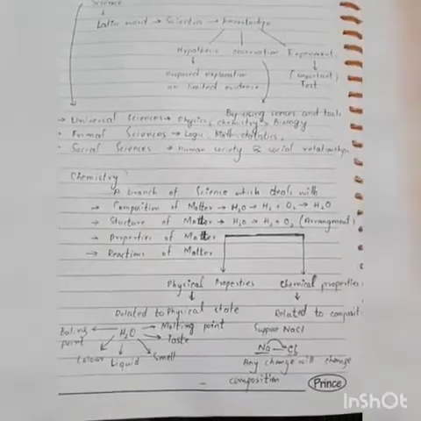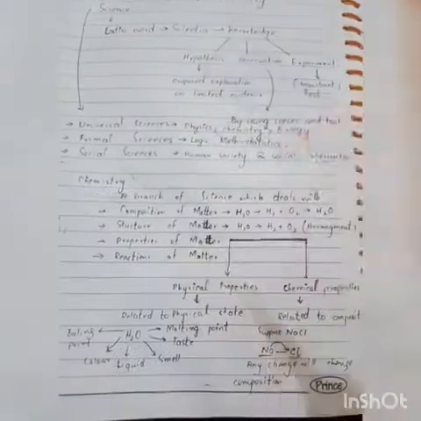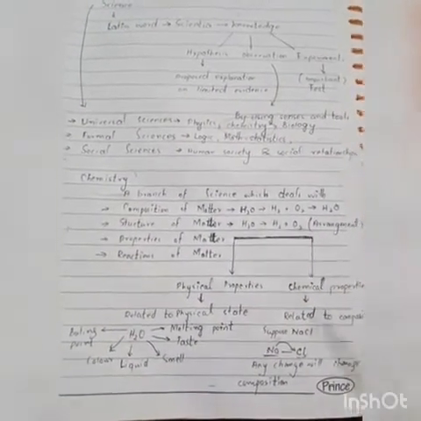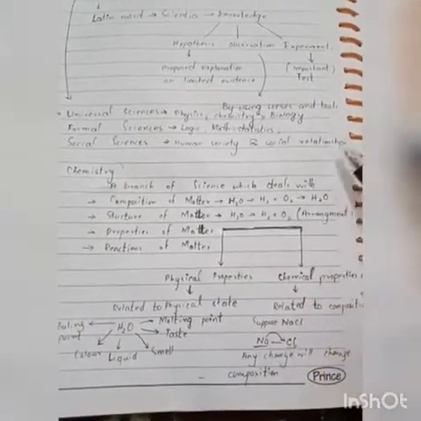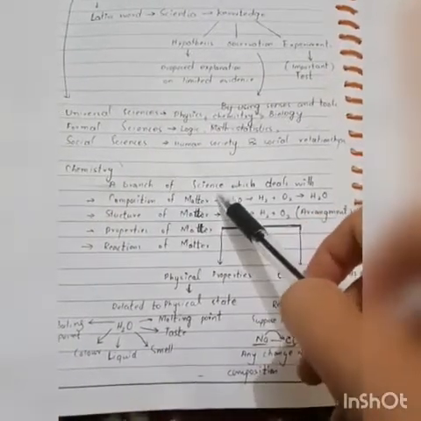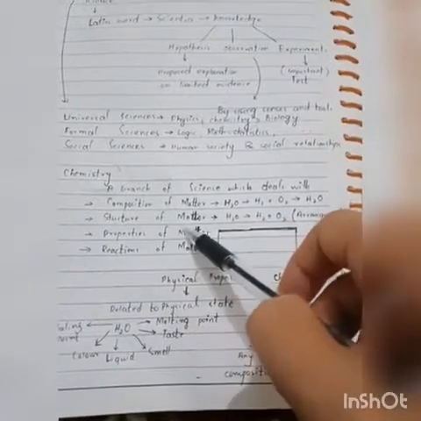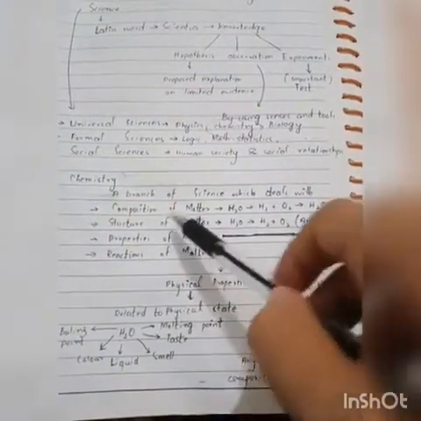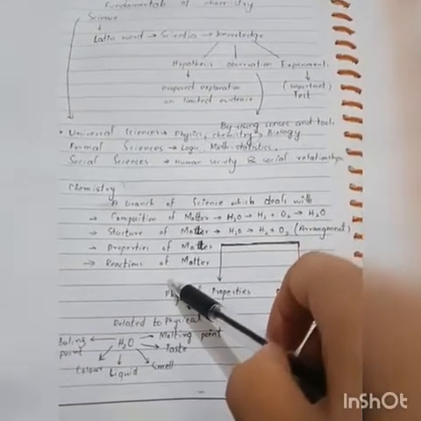Dear students, now I am going to explain chemistry. Chemistry is the mystery of chemicals. Chemistry is the branch of science which deals with the composition of matter, structure of matter, properties of matter, and reactions of matter. I will explain one by one.